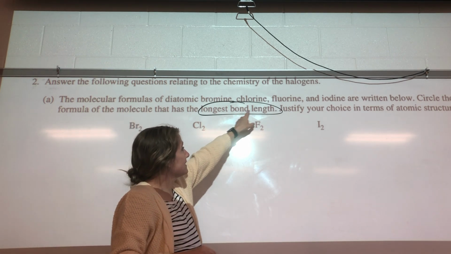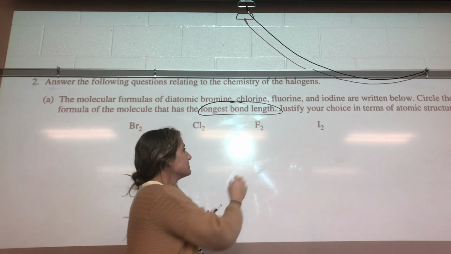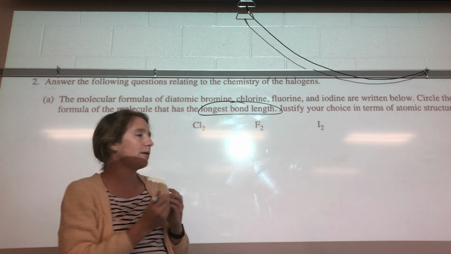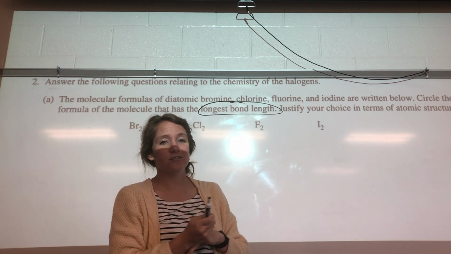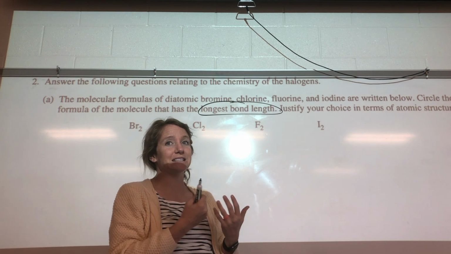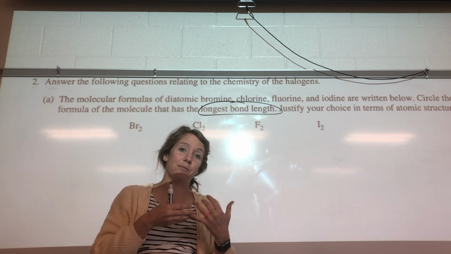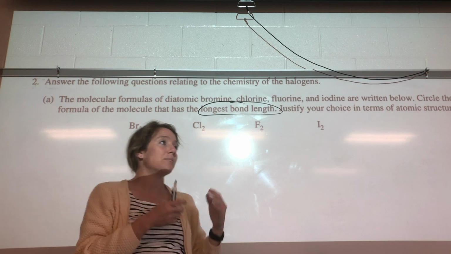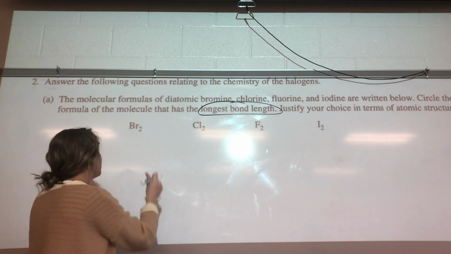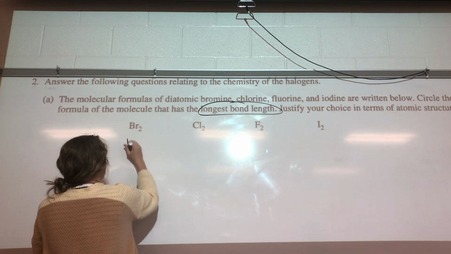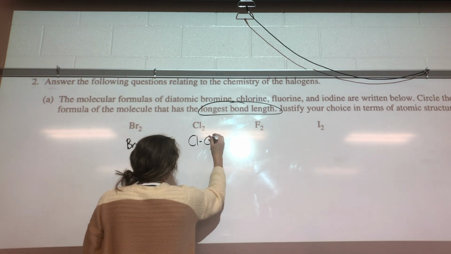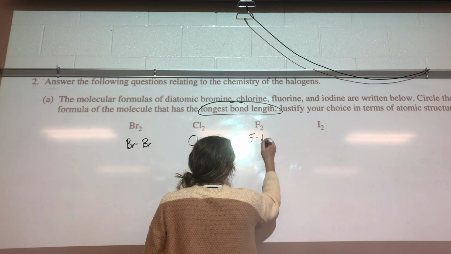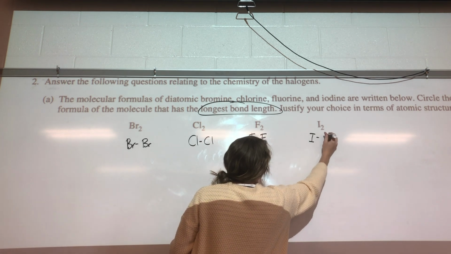Now, bond length, by definition, is the distance between two atoms when they are bonded. So the first thing you should look at when you're dealing with bond length, in general, is how many bonds are there? Is it a double? Is it a single? Is it a triple? Now, being that these are all in the halogen family, you should be able to identify really quickly that they're all just a single bond. You don't have to draw these out, obviously. I'm just drawing it to prove a point.